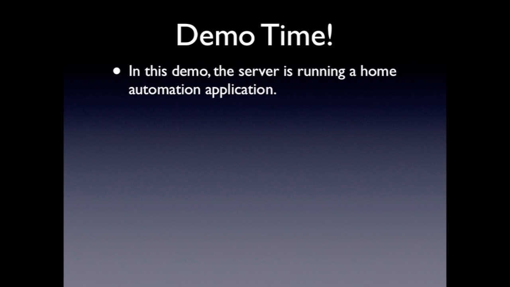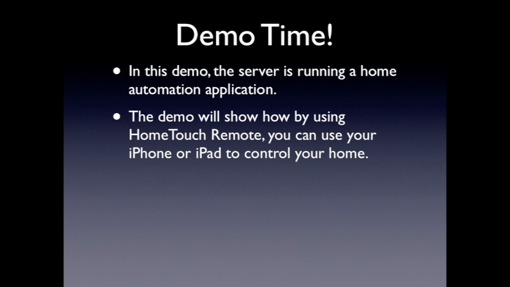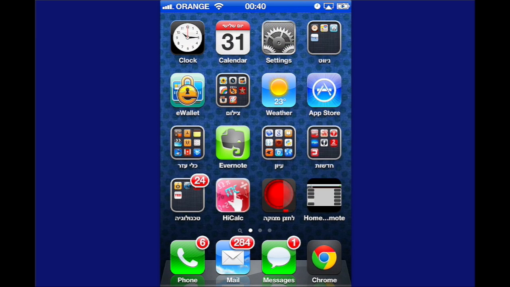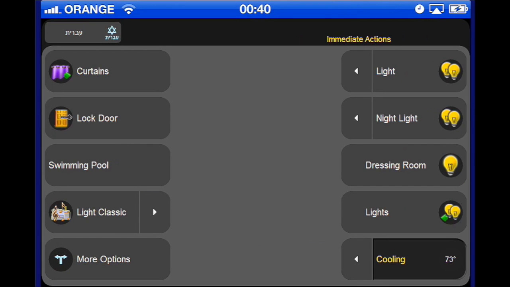So it's demo time. In this demo, the server is running a home automation application. The demo will show how by using HomeTouch Remote you can use your iPhone or iPad to control your home. The server application is of course not limited to be a home automation application. So let's go. I will now start HomeTouch Remote. You will see that it will automatically find the server and connect to it. I can now control my house.